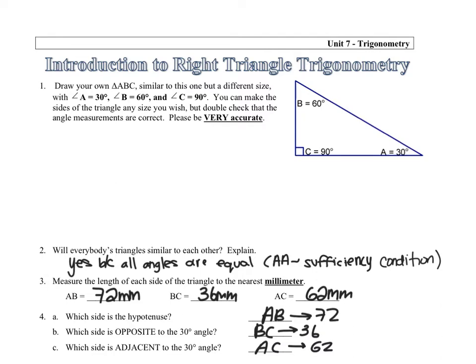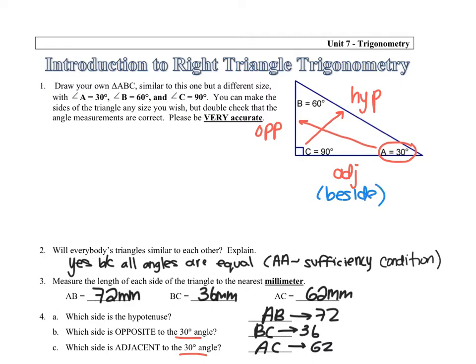Now, question 4 is about labeling your triangle. Our hypotenuse is always directly across from that right angle, so this right here is always the hypotenuse. From there, there's going to be an angle that's your reference. In this scenario, they told us 30 degrees, and everything is with reference to the 30 degrees. My opposite side from the 30 degrees is the one that, if I were to draw an arrow, is the line that I hit. So this is my opposite, BC, which was 36 millimeters, and then AC, the leftover, is adjacent. Adjacent just stands for beside. It's the side beside the angle.